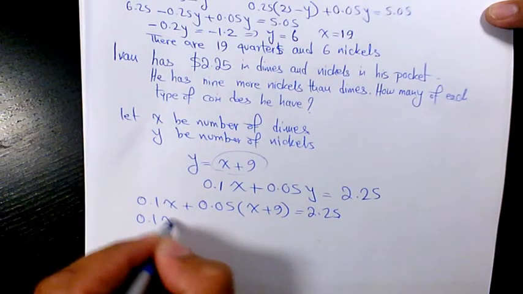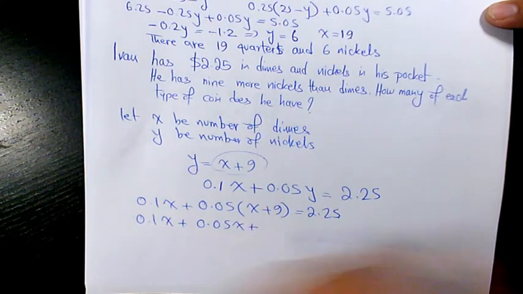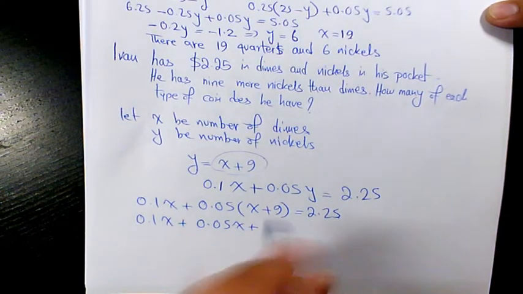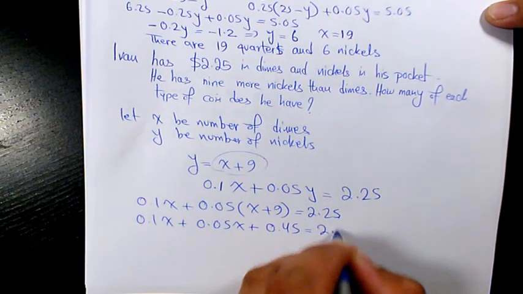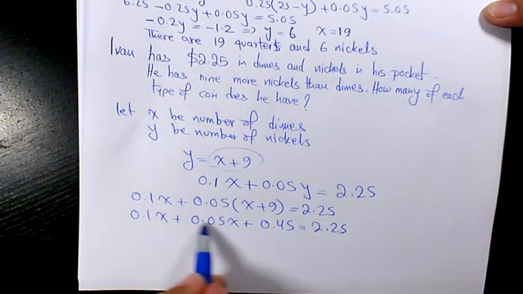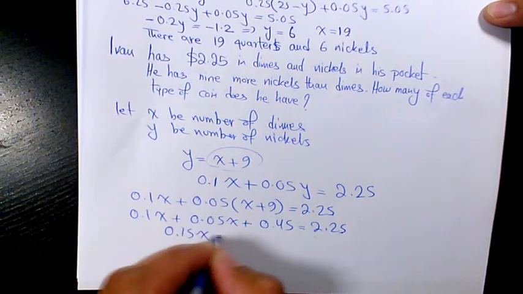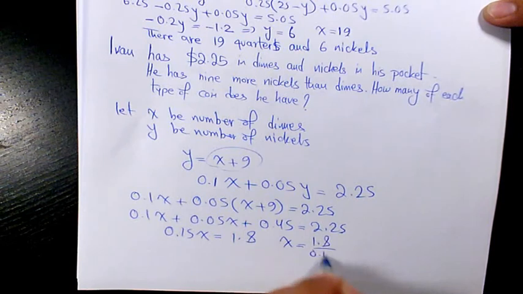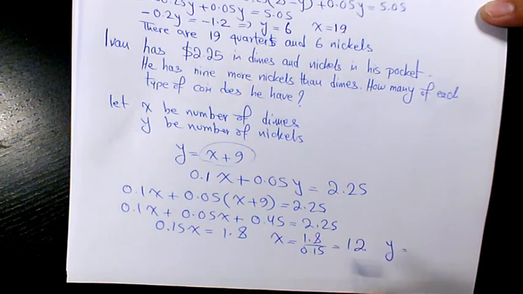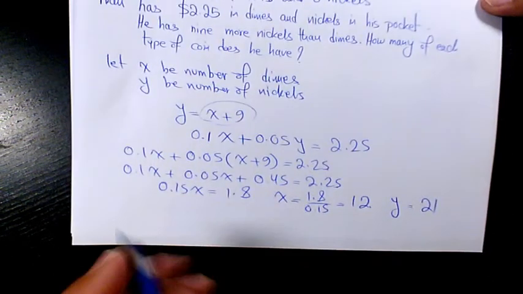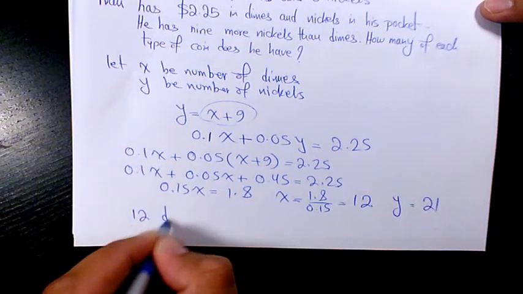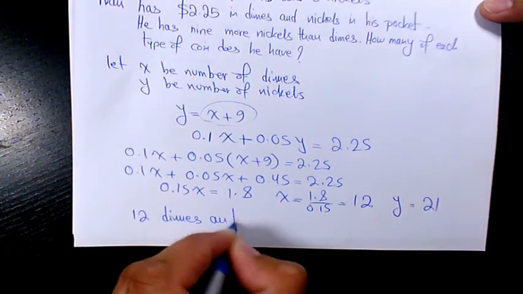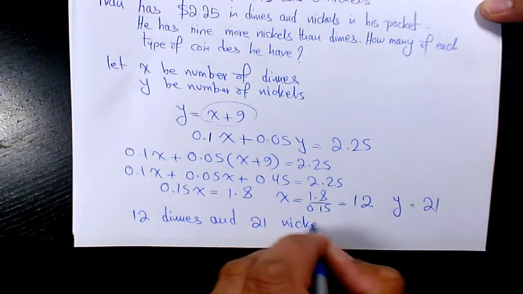So we have 0.1x plus 0.05x plus 9 times 0.05, which is 0.45, equals 2.25. So 0.1x plus 0.05x is going to be 0.15x. We have 2.25 minus 0.45 is going to be 1.8. So x is going to be 1.8 divided by 0.15. It's going to be 12. So y will be 12 plus 9 is 21. So we're going to have 12 dimes and 21 nickels.